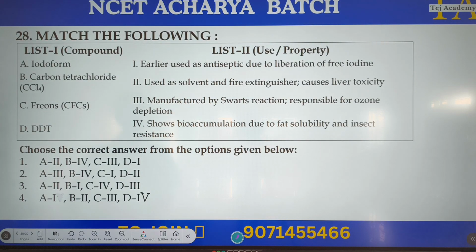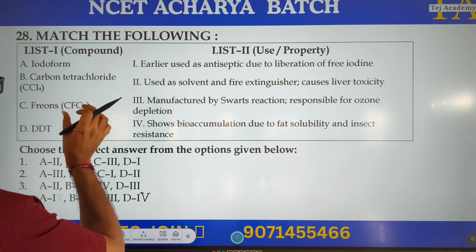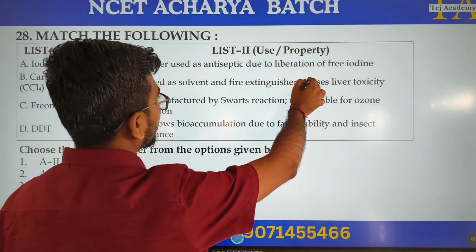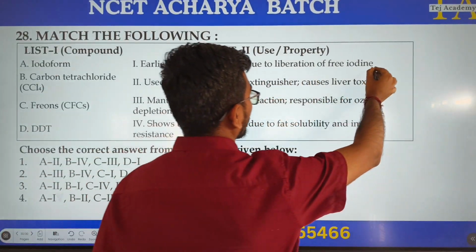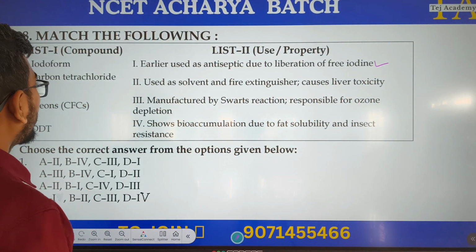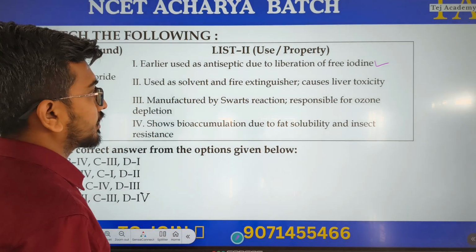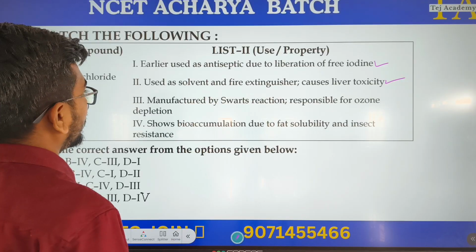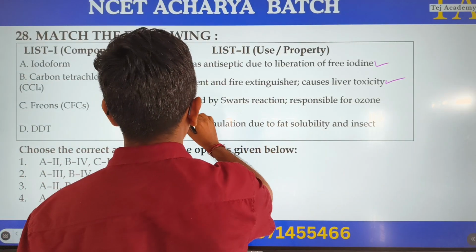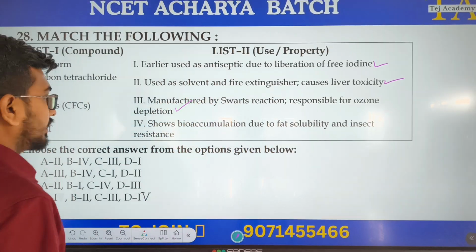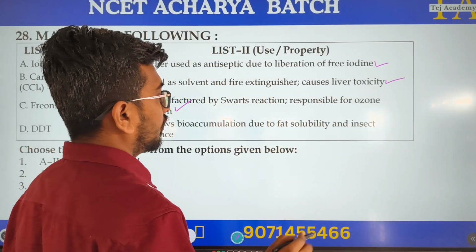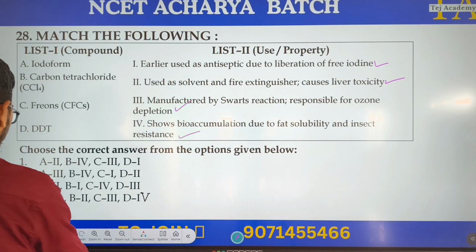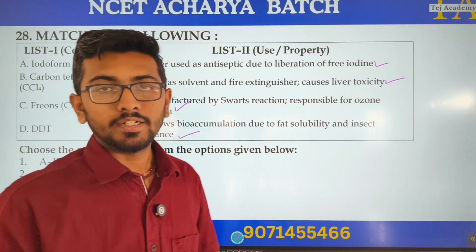28th question. Match the following. We have to identify the compound and its uses. So iodoform, earlier used as an antiseptic due to liberation of free iodine. So it is correct. Carbon tetrachloride used as a solvent and fire extinguisher causes liver toxicity. Correct. Freons, CFCs, manufactured by Swarts reaction, responsible for ozone depletion. Correct. DDT shows bioaccumulation due to fat solubility and insect resistance. So all 4 are correct. So option 4 is the right answer.